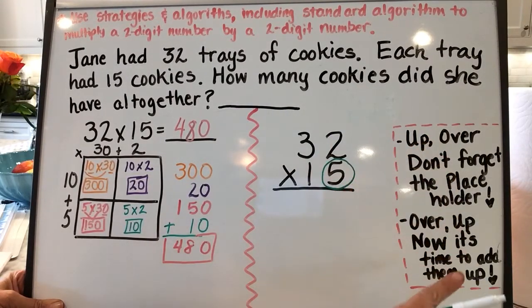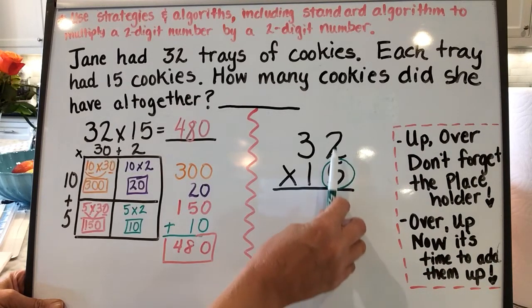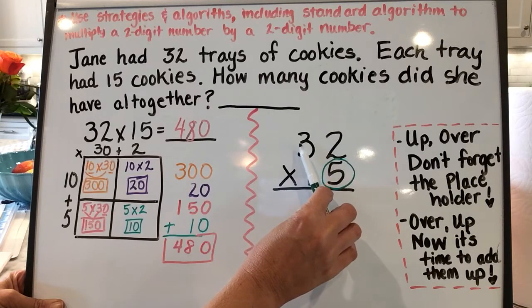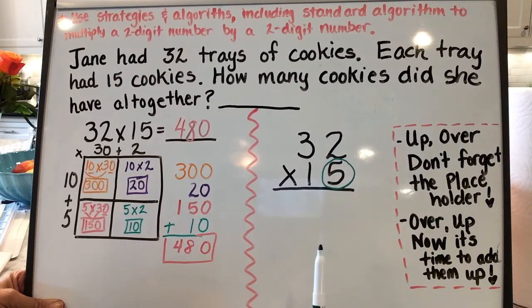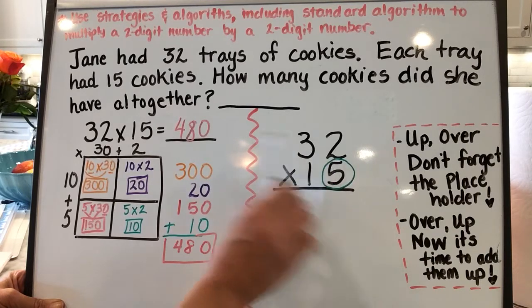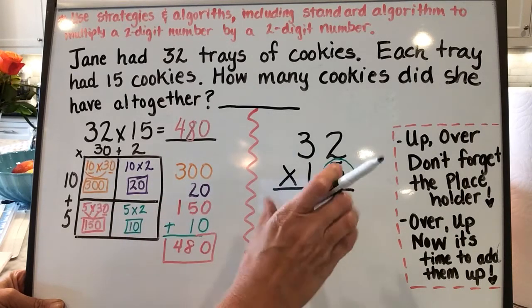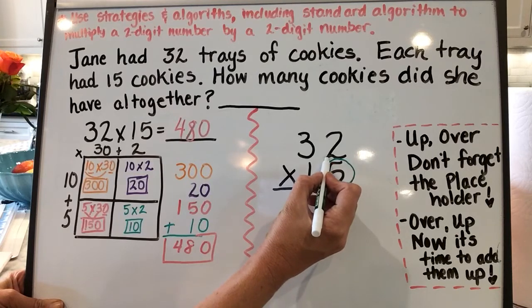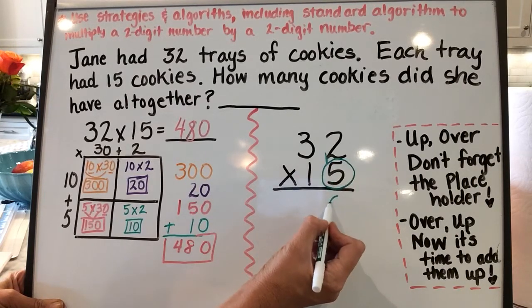And I have a little chant here that you can say, and it's very helpful to help you learn. So we're going to start with up, then we're going to go over, and don't forget the placeholder. So let's walk through that. We're going to say 5 times 2, because we're going to multiply 4 times here. So 5 times 2 is 10.